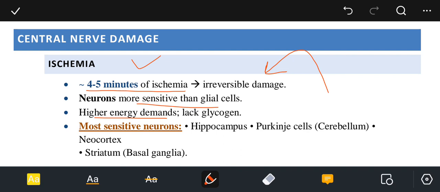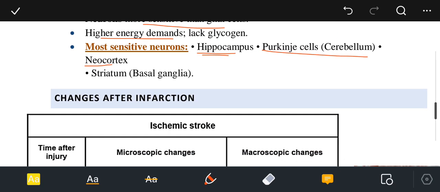Neurons are in general very sensitive because of lack of glycogen, and to be very specific, even among the neurons, the most sensitive are hippocampal neurons, then the Purkinje cells of the cerebellum, and the neocortex. The striatum and the basal ganglia are also very sensitive to ischemic changes.